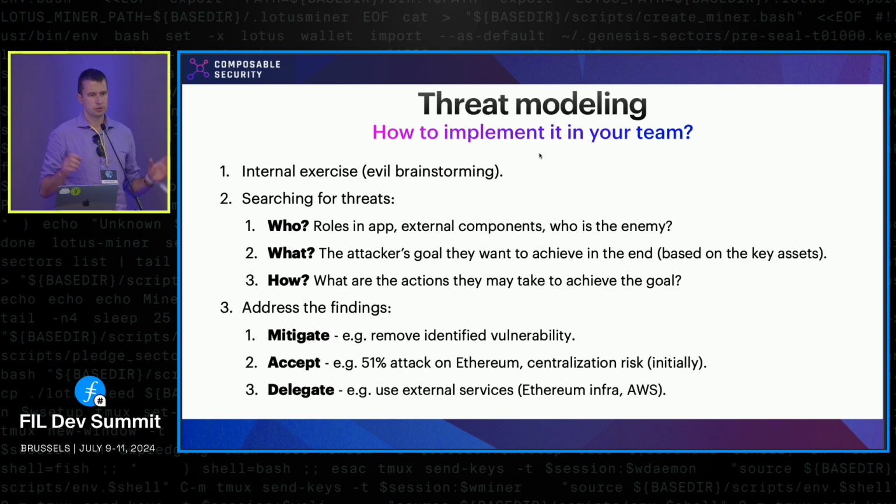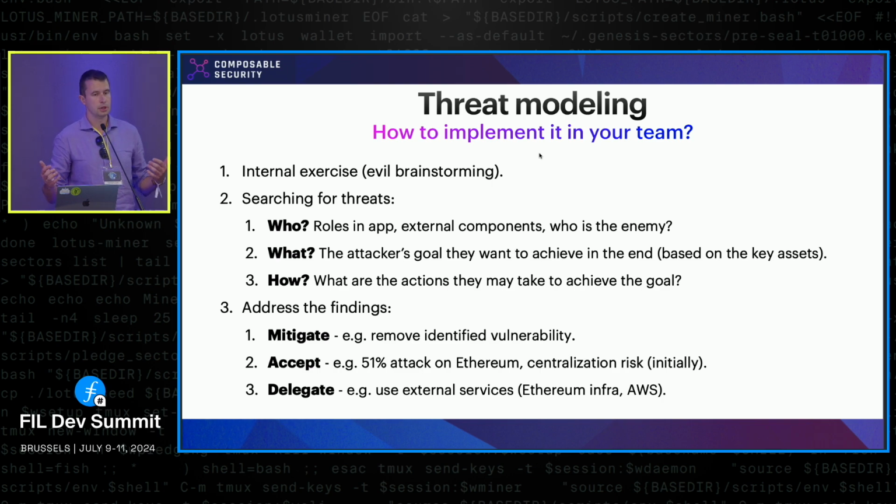And then when you have both, you have to connect them by answering the question, how? How can they achieve that? And then when you have those findings, you can decide, because that's not the end. You have to decide what you're going to do with them. The simplest answer is to mitigate them, to remove the threat, right? But that's not always the case. Sometimes you actually have to accept the risk coming from a threat, or you can delegate it.